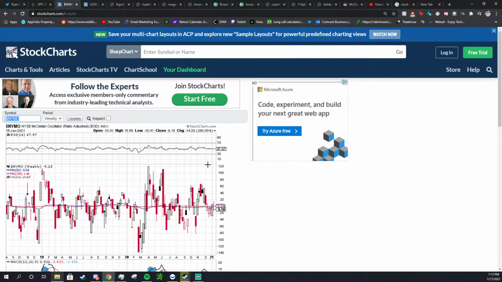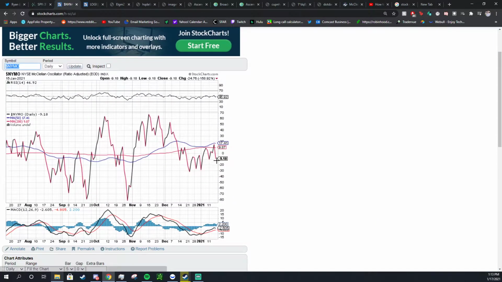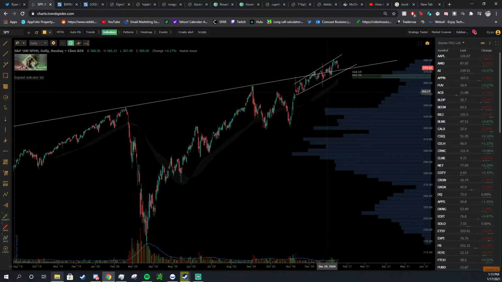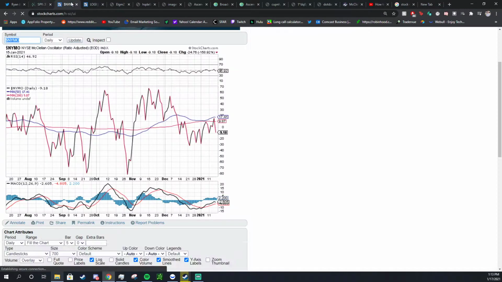Right now, even with the pullback that we had on Friday, we're still sitting pretty good at this 0.9 zone. So let's see. Yeah, there's definitely room to move down, but it's not indicating that we're close to the bottom or the top. So that makes me think that we might get a slight pullback.